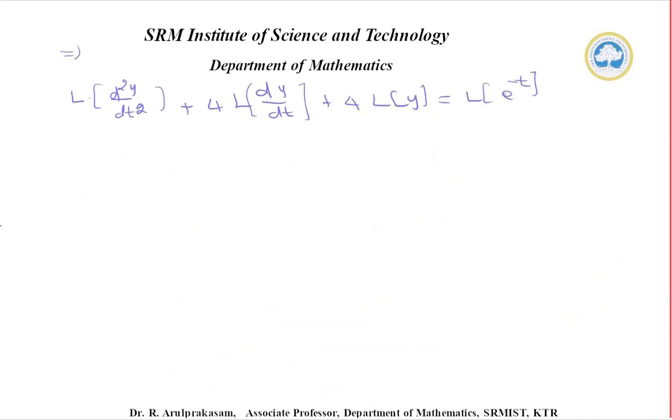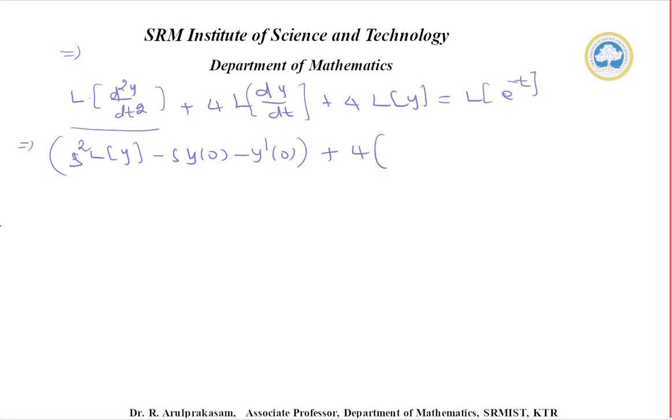Right. So you know the Laplace transform of the second derivative. What is the second derivative formula? It is s² L of y minus s y(0) minus y'(0). You know very well how to get the Laplace transform of the second derivative. The first step is over. Plus 4 times, I can apply the Laplace transform of the first derivative formula.